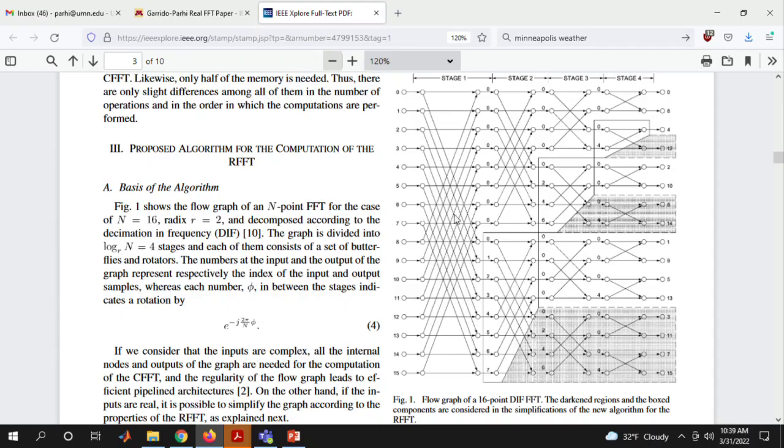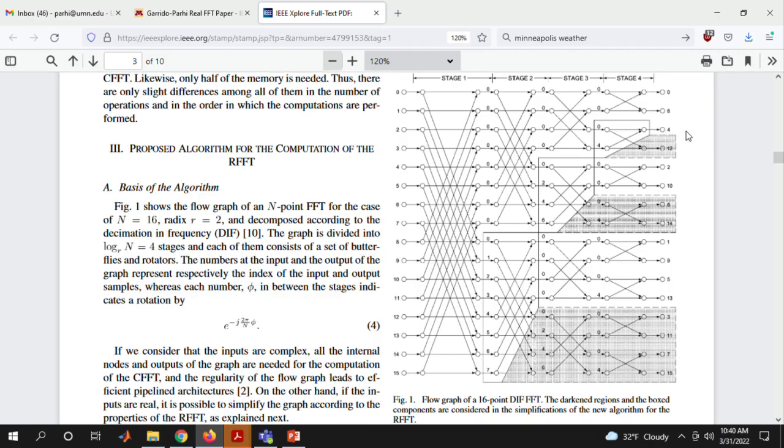So for example, on the right side, when we are computing the DFT coefficients, for example, this coefficient number 9 will be the conjugate of 16 minus 9, which is 7. So x9 will be conjugate of x7. x1 will be conjugate of x15. And x4 will be conjugate of x12.